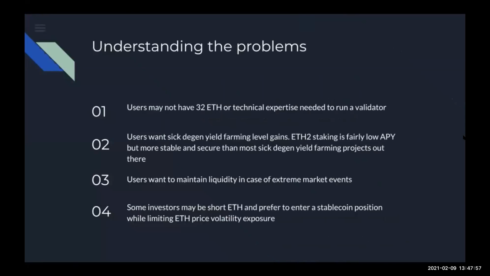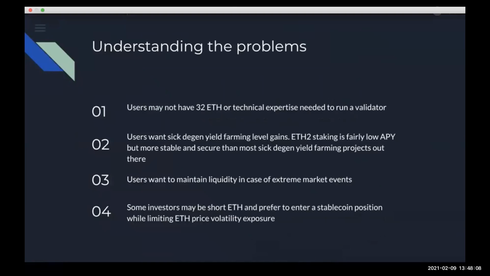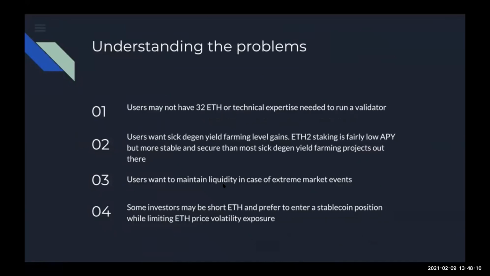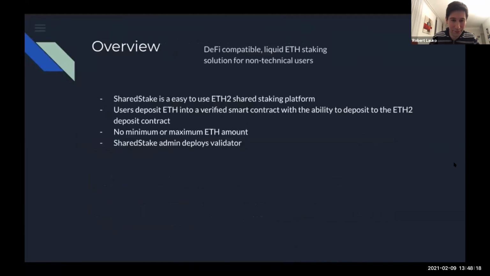So the main problem that we noticed was a lot of users were hesitant to stake for Ethereum 2 because maybe they don't have 32 ETH or the technical expertise to do that. The APYs were also fairly low compared to the degen yield farming ecosystem that we have, and a lot of users want to maintain liquidity, and some investors might actually be short ETH. So we built a DeFi compatible liquid ETH staking solution for non-technical users.